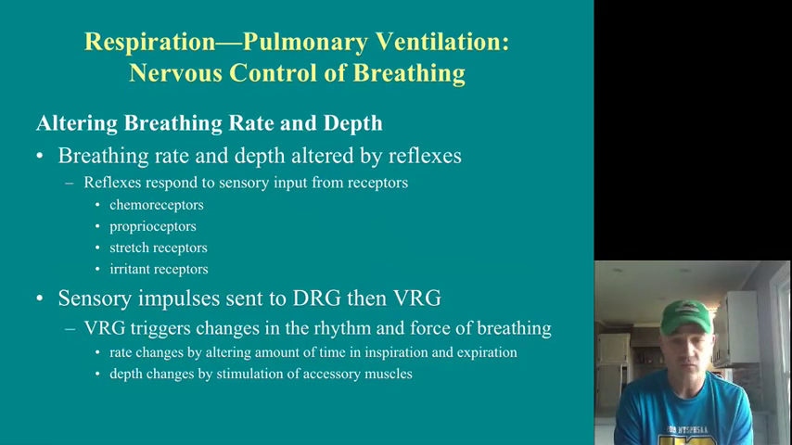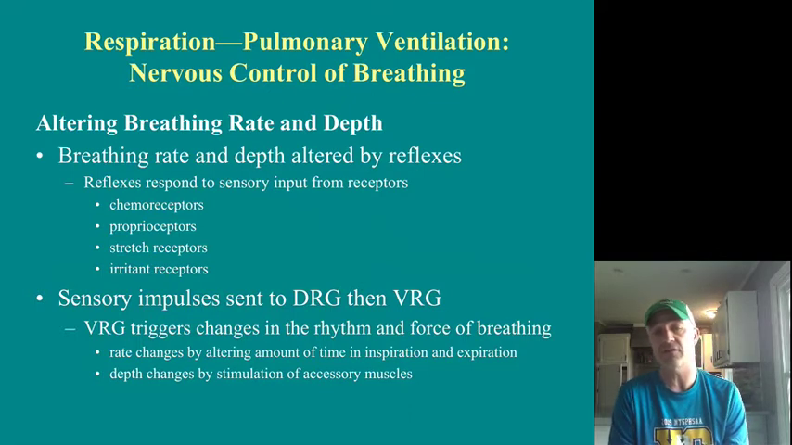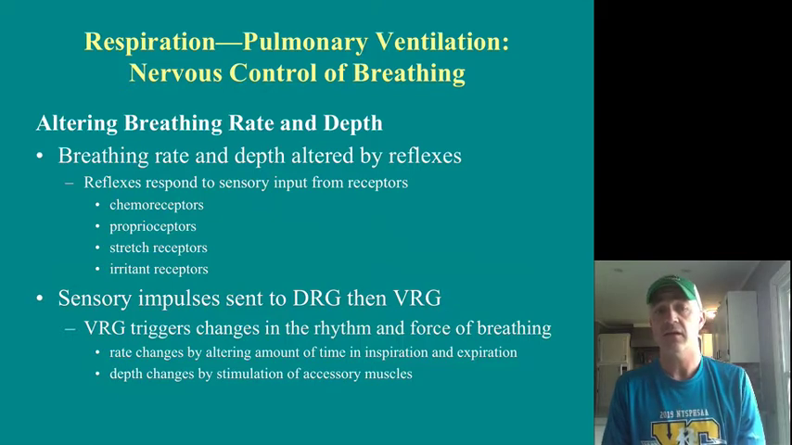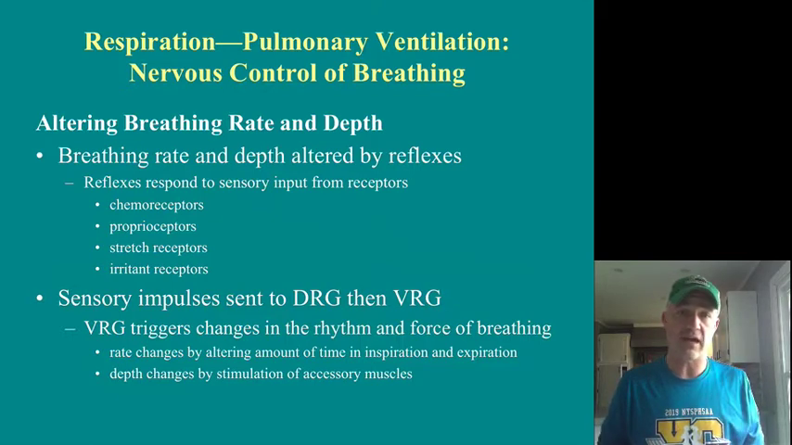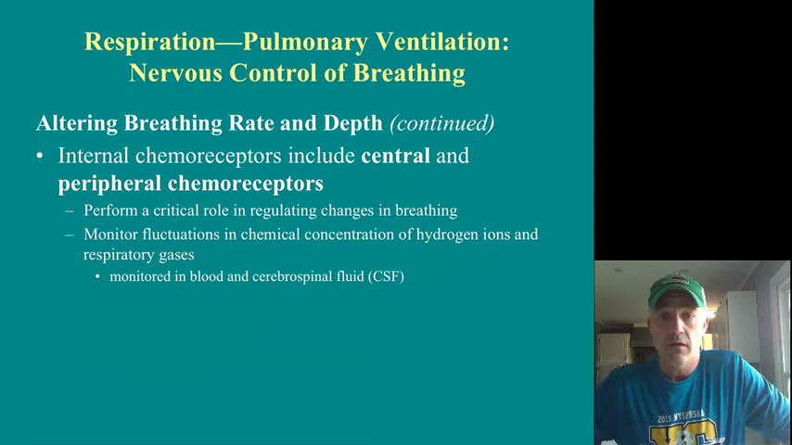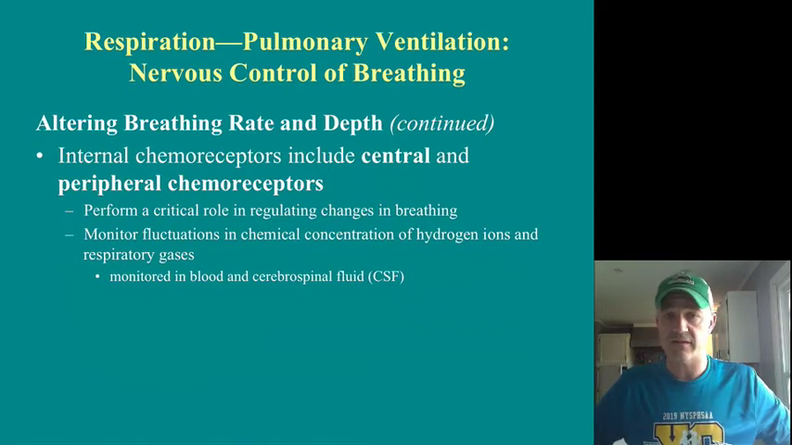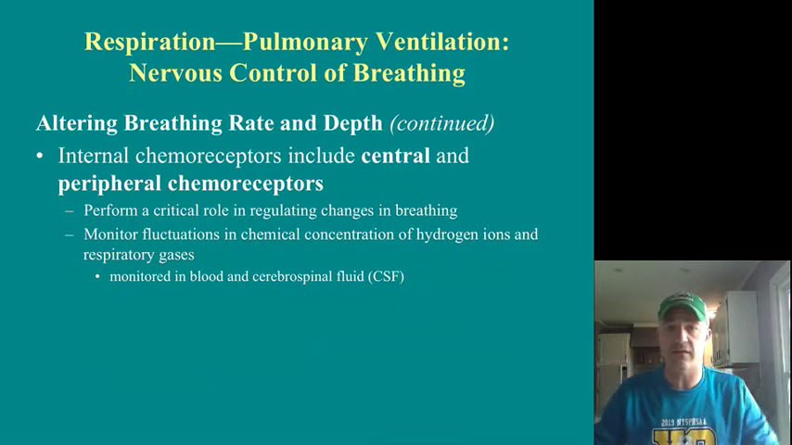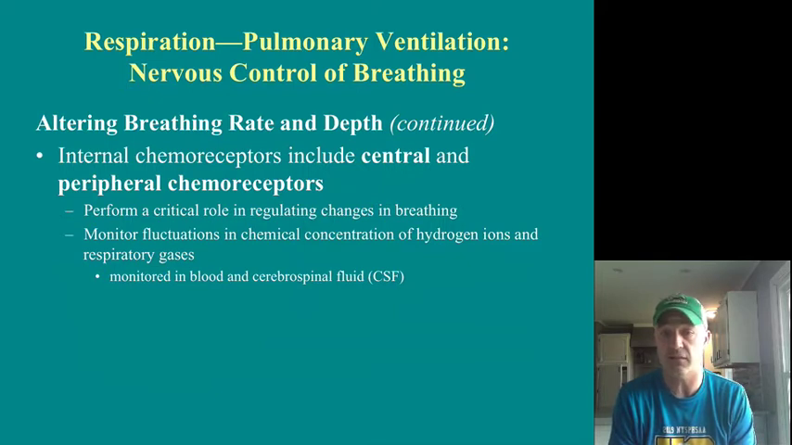Again, we can stimulate other muscles to get involved, other accessory muscles like we talked about for forced breathing, if we need to increase that respiratory depth or speed. A lot of times what we're looking at here are these chemoreceptors in the central and peripheral regions. These are going to be looking generally at respiratory gases in the blood and spinal cord, as well as acidity levels, so the concentration of hydrogen ions.